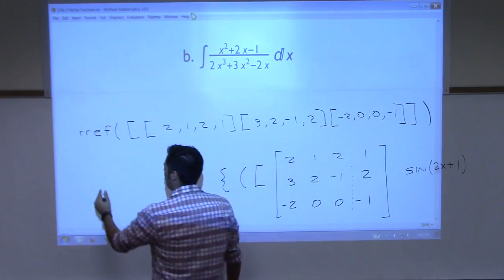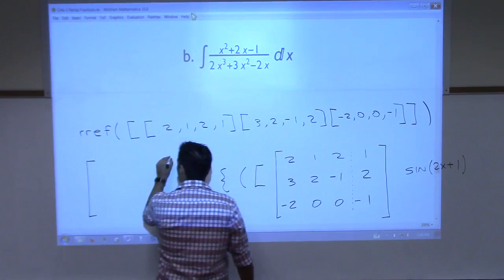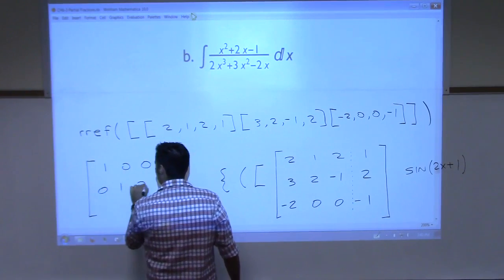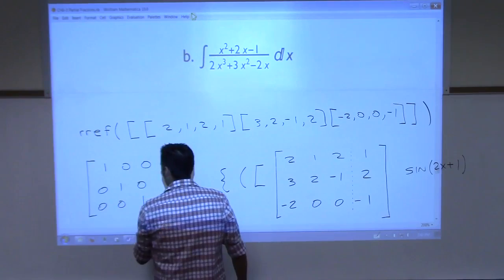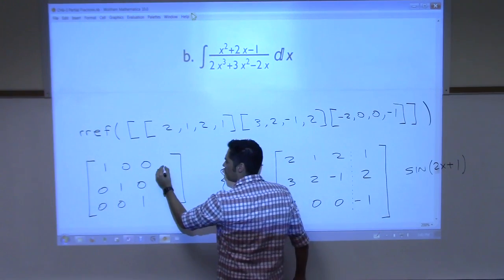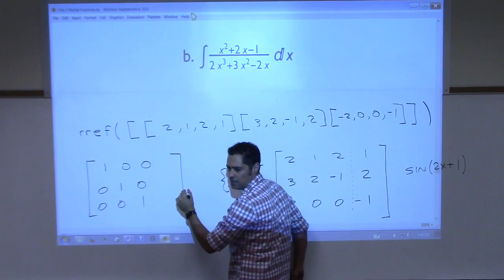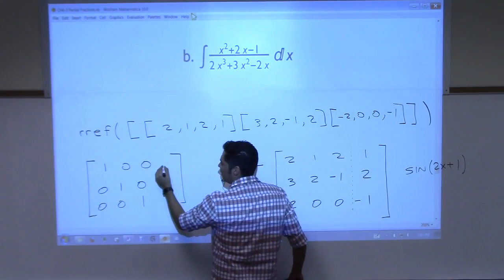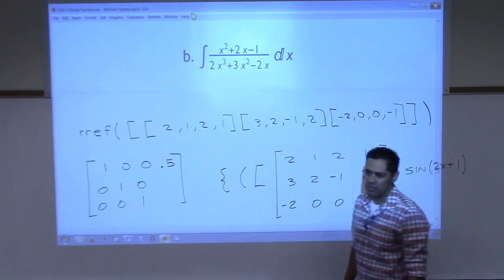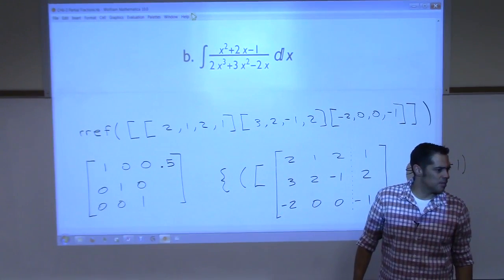And now once you hit enter, you should see something like this. You should see 1, 0, 0, 0, 1, 0, 0, 0, 1, and then on the right side there's going to be a list of numbers. Did yours leave it as a fraction? Yeah, depending on the fanciness of your calculator, it might give you a decimal or a fraction. Most of them will be decimals.